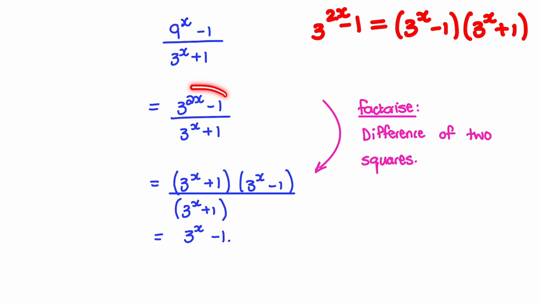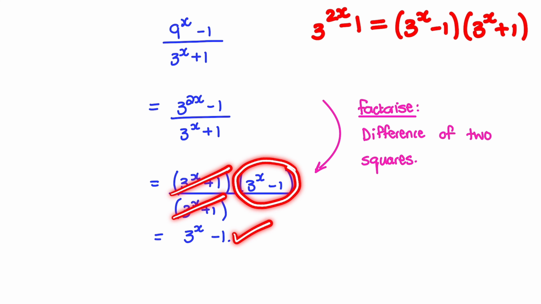So that is what we do in our next step. We factorize the difference of 2 squares to have a new numerator. And what I want you to notice is that 3 to the power of x plus 1 is in the numerator and 3 to the power of x plus 1 is in the denominator. So these two sets of brackets will cancel out, and my final answer is 3 to the power of x minus 1.